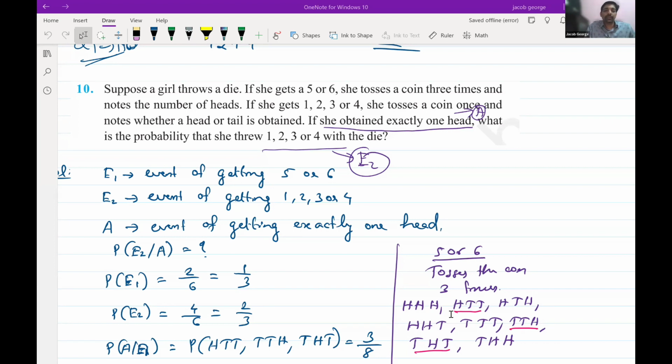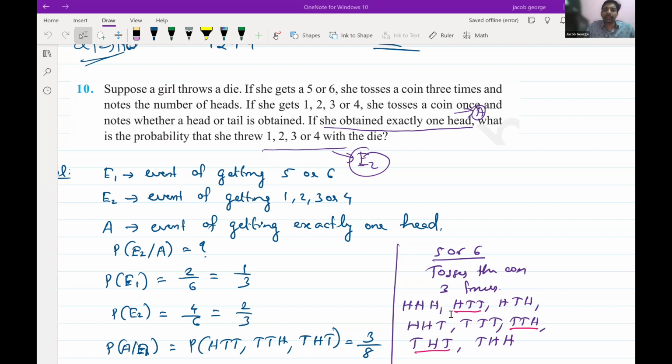Okay. So let's write the introduction. E1 is the event of getting 5 or 6. 13.3, question number 10. Okay. E2 be the event of getting 1, 2, 3 or 4.